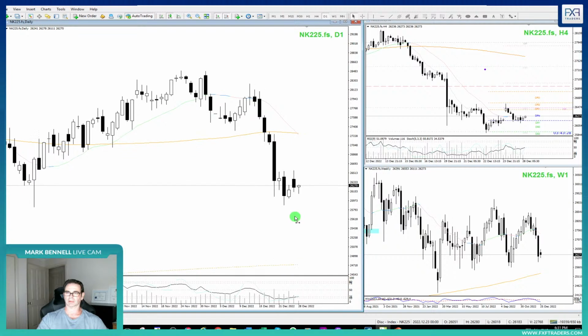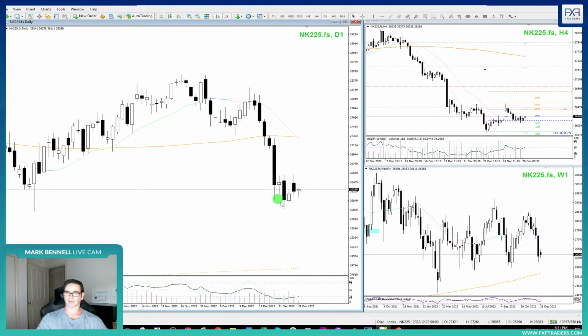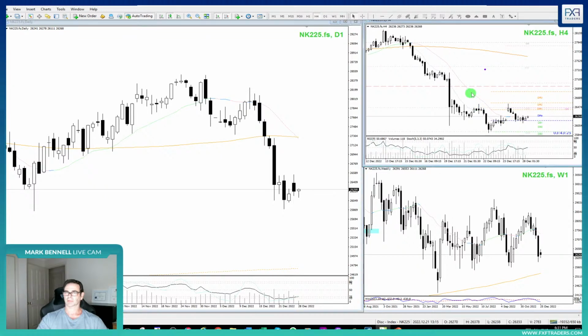Nikkei, yeah, look, it's sold off. Yeah, potential base. Yeah, look, maybe if it gets through here or up to there, bit of an inverted head and shoulders.